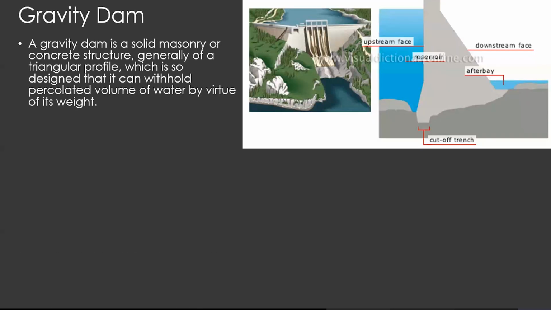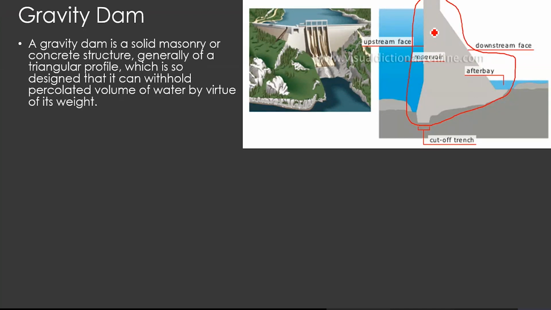So the first one is the gravity dam. A gravity dam is usually constructed using a concrete structure. It is generally triangular in shape, and is designed in such a way that the weight of the dam actually takes up the entire load. So the weight of this dam, which is constructed across the valley, is what is going to stop the water.